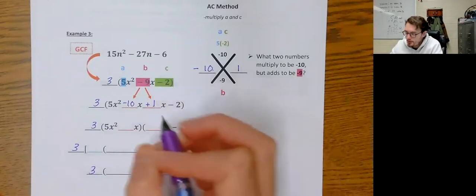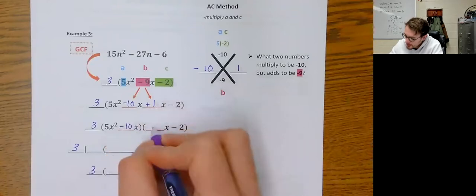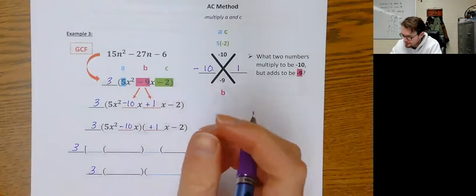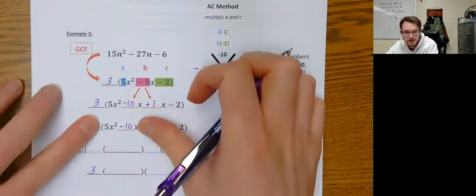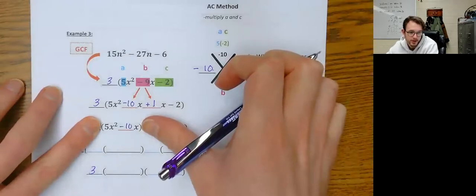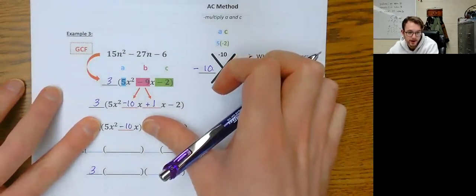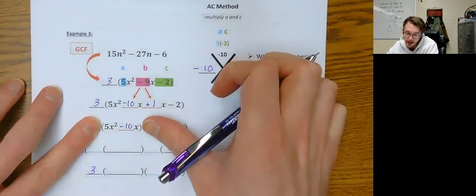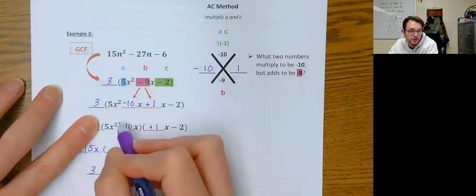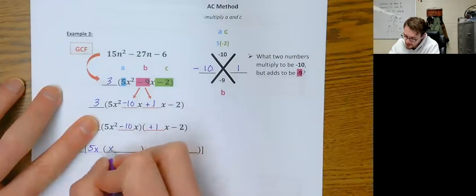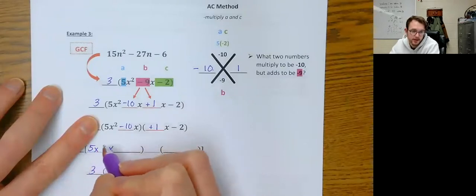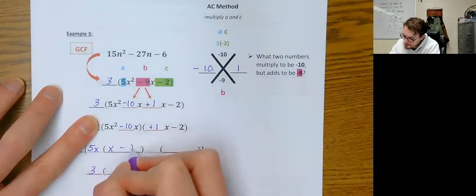Okay, so let's group them. We get negative 10x and positive 1x there, minus 2. Again, not looking at the 3, just looking at this, what can I factor out? What's the greatest common factor there? The greatest common factor is 5x. I can factor out a 5x. 5x squared divided by 5x gives me x. Negative 10x divided by 5x is just negative 2, minus 2.